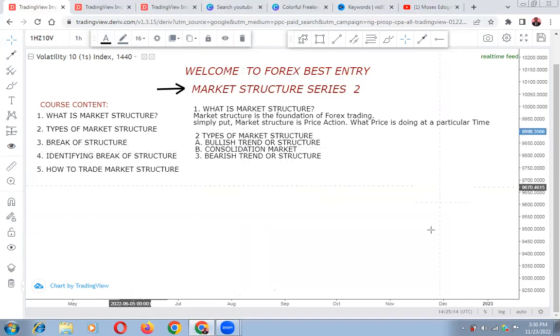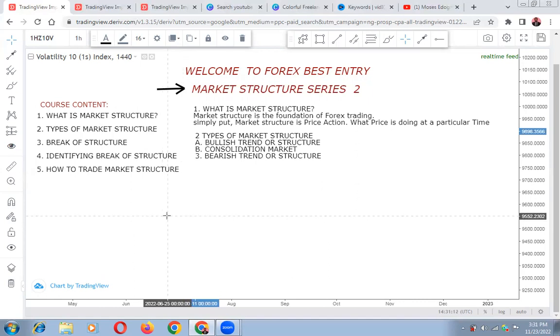Okay. I hope we are getting it. So market structure is simply what price is doing per time. What is the trend of the market? What is the history? You are putting history behind price. What's the history of the market? What has been happening in the market? So as you open your chart, that's the first thing to identify: what is the structure of the market?